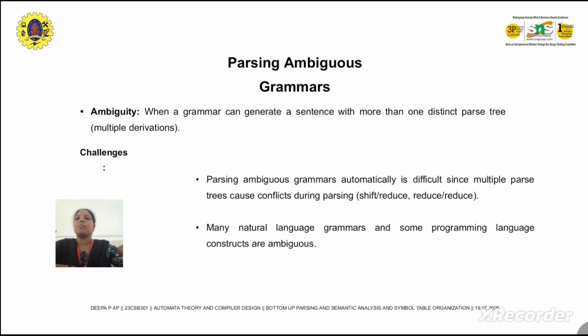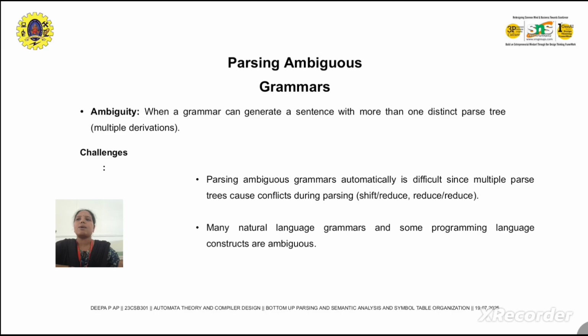An ambiguous grammar is a grammar that can generate more than one parse tree for some input strings. In simple words, the compiler becomes confused because multiple interpretations are possible. This ambiguity creates parsing conflicts such as shift-reduce conflict and reduce-reduce conflict. Ambiguous grammars are common in natural language and sometimes appear in programming language constructs too. Now let us discuss the methods to handle ambiguity.